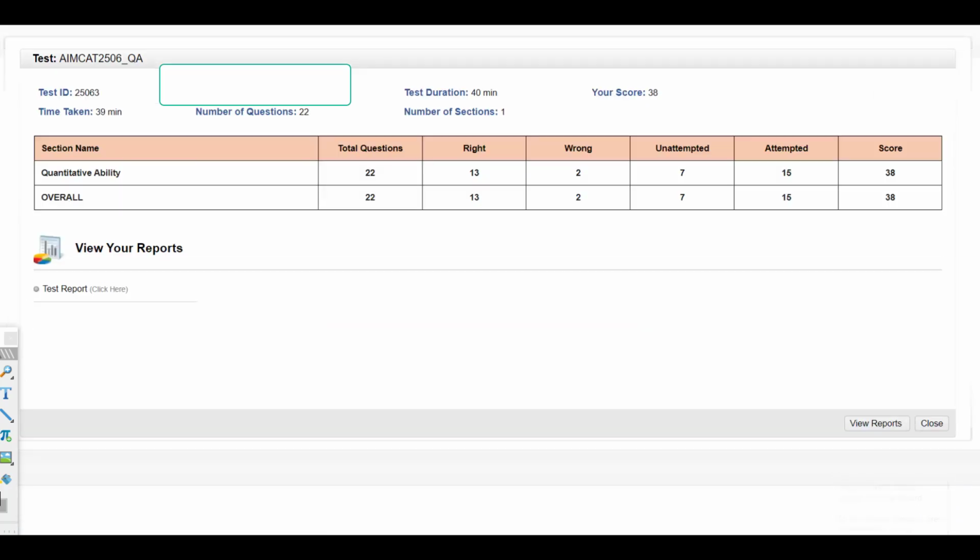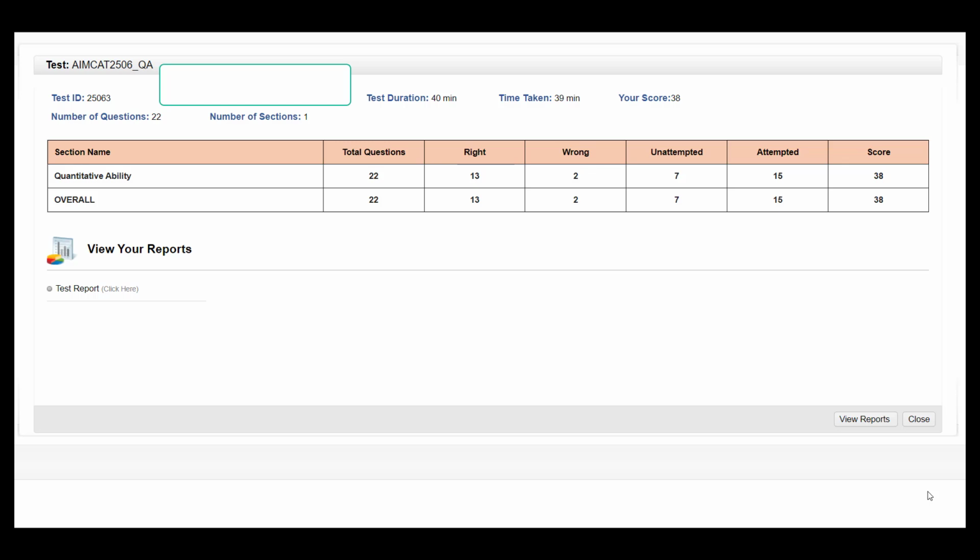Oh, out of 22 questions, 13 I got correct, 2 are wrong, 7 are unattempted. I need to check which 2 are wrong. 13 into 3 is 39. So 1 MCQ and 1 theta question is wrong. I will not be able to check which question. I need to go to some other tab, but let it be.